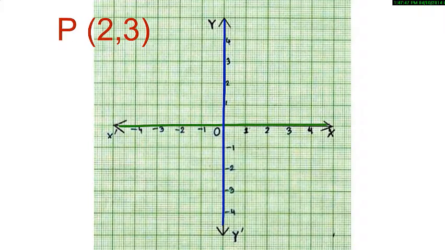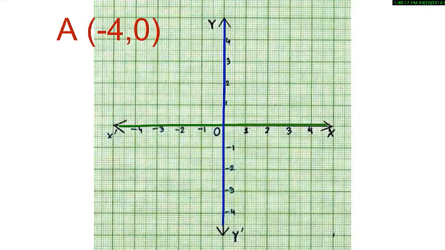How do we plot a point P (2, 3)? The x-coordinate of P is 2. That is, P moves 2 units to the right of the y-axis. So right here, P has moved 2 units to the right. The y-coordinate is 3. So P moves 3 units from the x-axis. So right here I have the point P (2, 3).